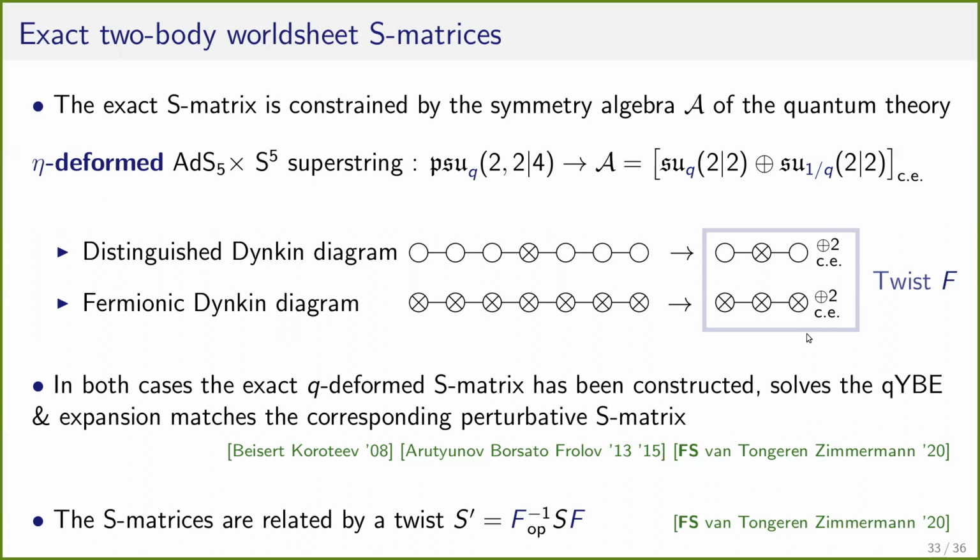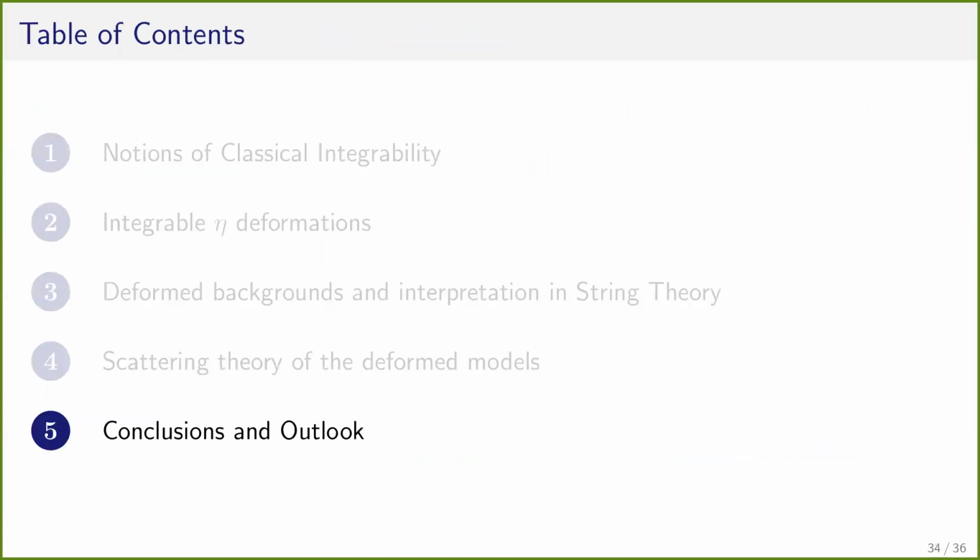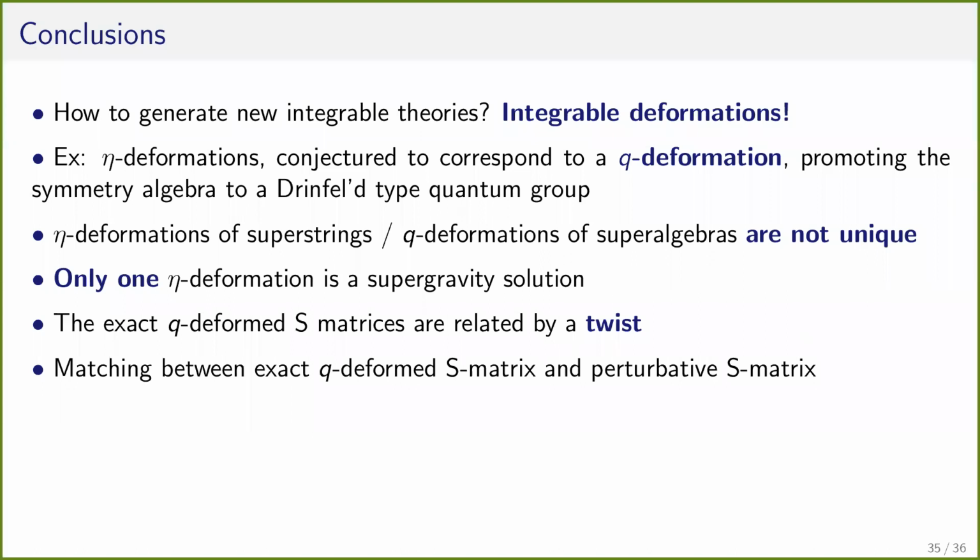Okay. Well, I now come to the conclusions. So what did we actually learn here? We learned that a way to generate new integrable theories is to start from your known integrable theory and deform it in such a way as to preserve integrability. And this is the concept of integrable deformations. And a particular example of integrable deformation are these eta deformations that correspond to a q deformation of the symmetry algebra.